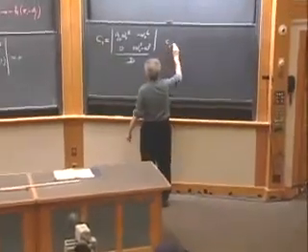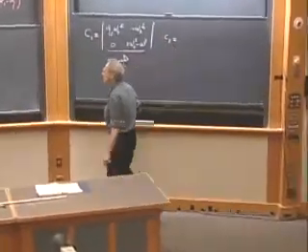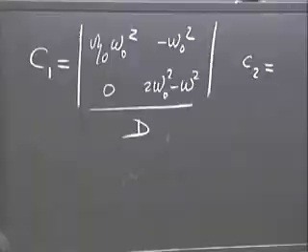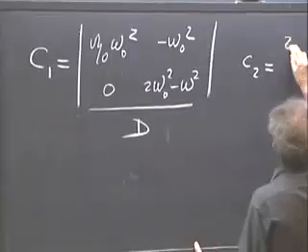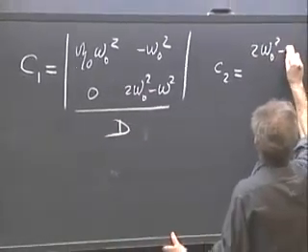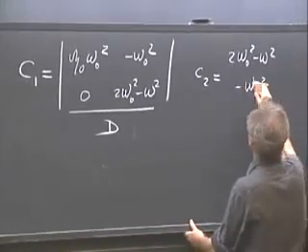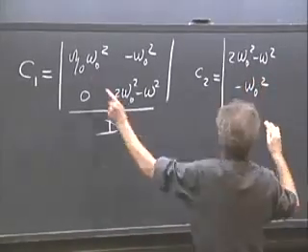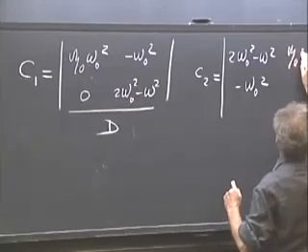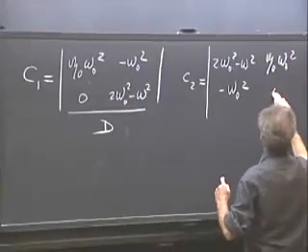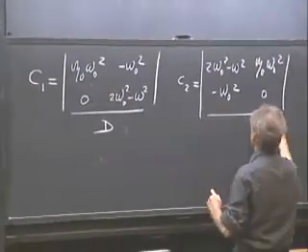And then C2 becomes, the first column is like this. That is 2 omega 0 squared minus omega squared minus omega 0 squared. And now the second column becomes eta 0 omega 0 squared and a 0 divided by d.